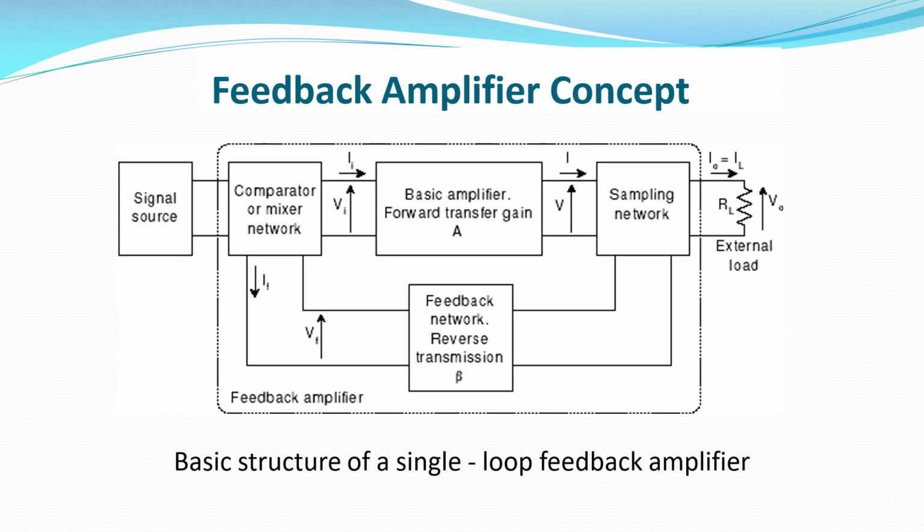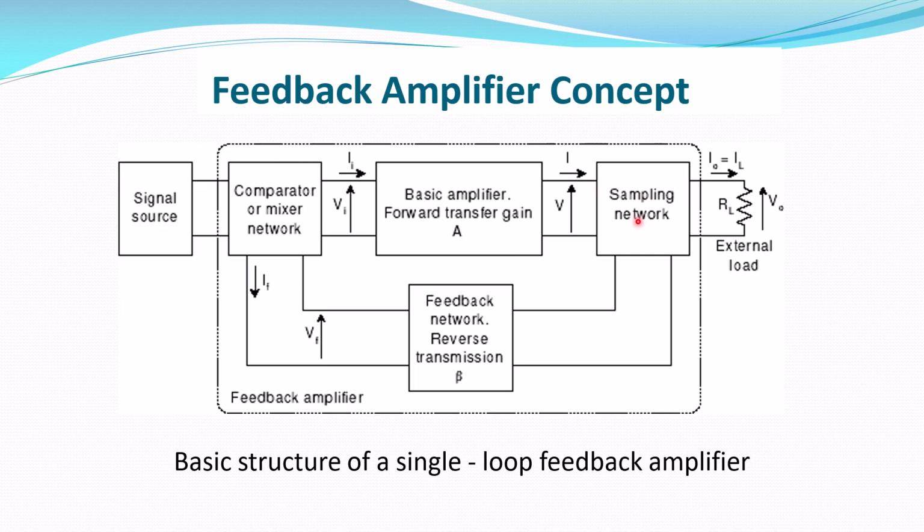And then next, this is the general structure of the single loop feedback amplifier. This is the entire network of the feedback amplifier circuit. The first block is the signal source, the second one is the comparator or mixer network, and the third one is the basic amplifier, that is, the forward transfer gain. In general, in an amplifier circuit, gain is denoted as A, so here the forward transfer gain is represented as A.